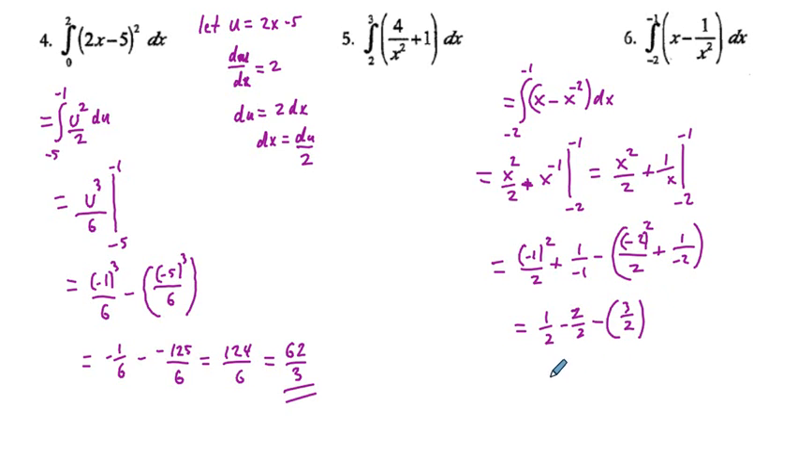And so we're going to get 1/2 minus 2 over 2 minus 3 over 2. So for this, we're going to get negative 4 over 2, which simplifies to be negative 2. And so negative 2 is our correct answer for number 6.